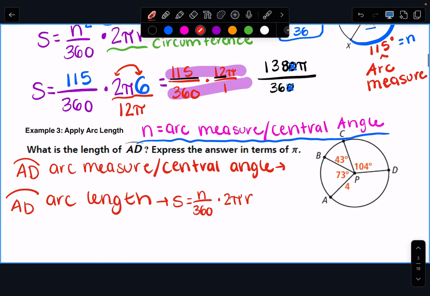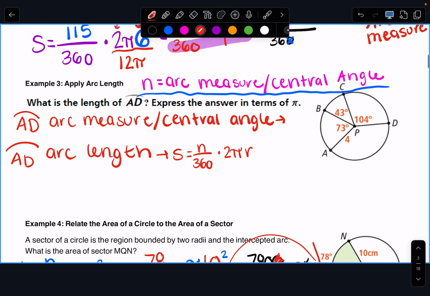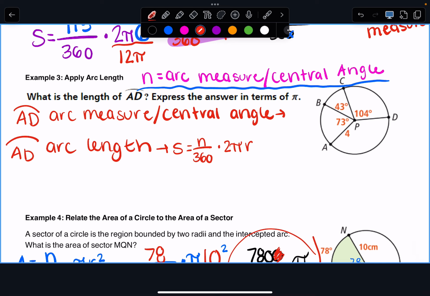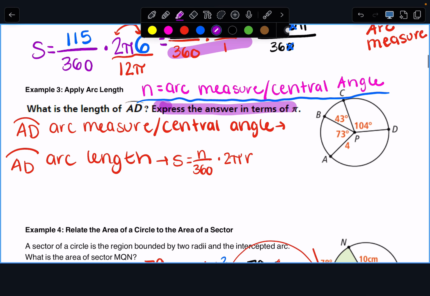Okay, let's go ahead and try one more, and then we'll pause the video for example number 4. All right, so it says, what is the length of arc AD? Express the answer in terms of pi. In terms of pi is exactly what we just did. That just means keep pi in your final answer.